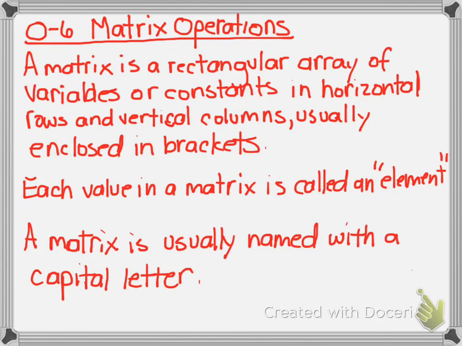Okay, today's lesson is on Chapter 0, Section 6, Matrix Operations. Basically, a matrix is a rectangular array of variables or constants in horizontal rows and vertical columns, usually enclosed in brackets. Each value in a matrix is called an element, and a matrix is usually named with a capital letter.